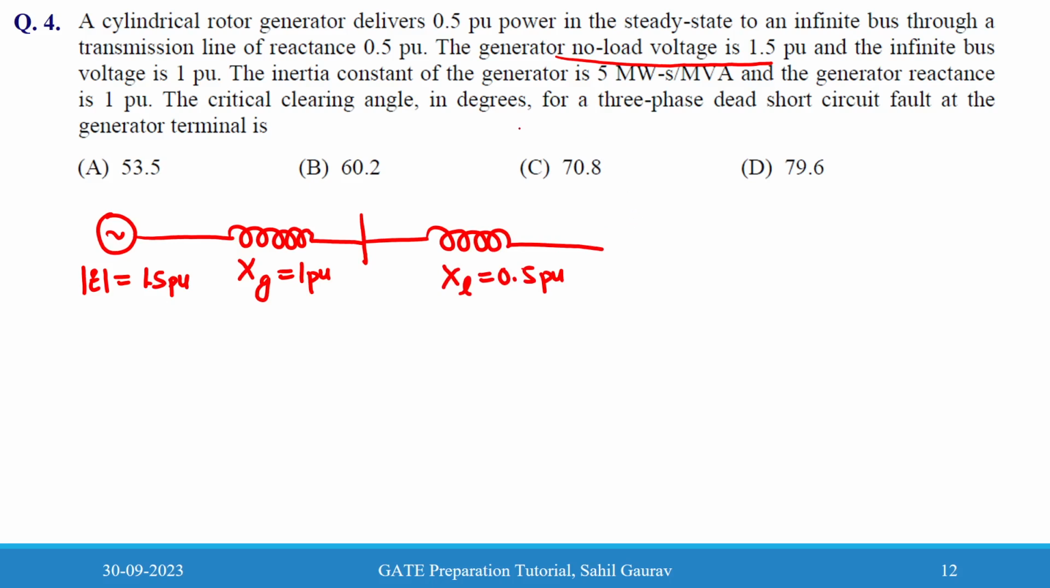So a cylindrical rotor generator delivers 0.5 per unit. So this is connected to the infinite bus, and this magnitude is how much? The infinite bus voltage is 1 per unit. So V is given as 1 per unit.